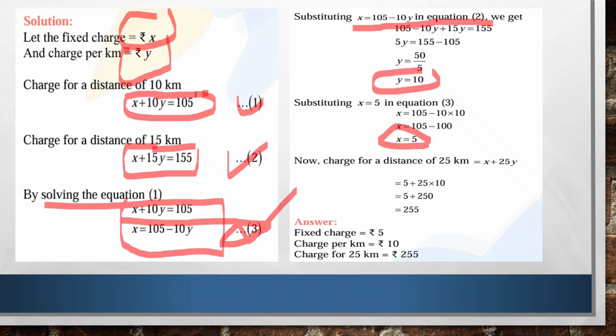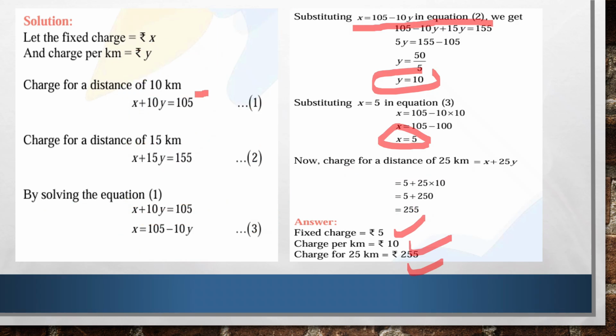So here, the charge for the distance of 25 kilometers, that is 10 kilometers plus 15 kilometers, you will get 25 kilometers. That is x plus 25y is nothing but 255. So the fixed charge is rupees 5, the charge per kilometer is rupees 10, and the charge for 25 kilometers is rupees 255. So these three conditions you have to find out in the fourth problem of exercise 3.2 of the third main. So this is regarding question number 4 of the third main.